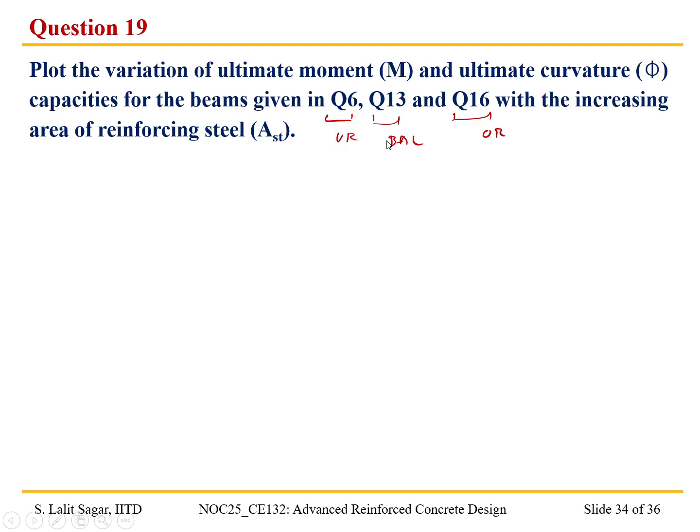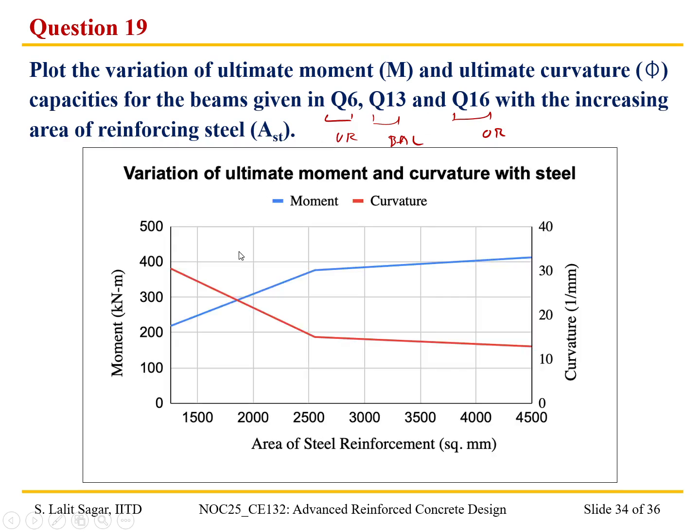Now let us look at the relation between AST and the moment, and AST and the ultimate curvature. Okay, so the blue curve here corresponds to the increase in the moment capacity, and the red curve corresponds to the variation of the curvature with AST. On the x-axis we are plotting the area of steel. We have three data points here for moment and the curvature capacity each.